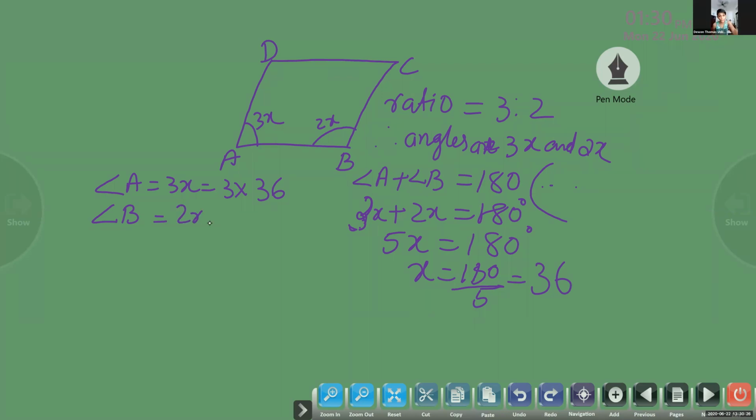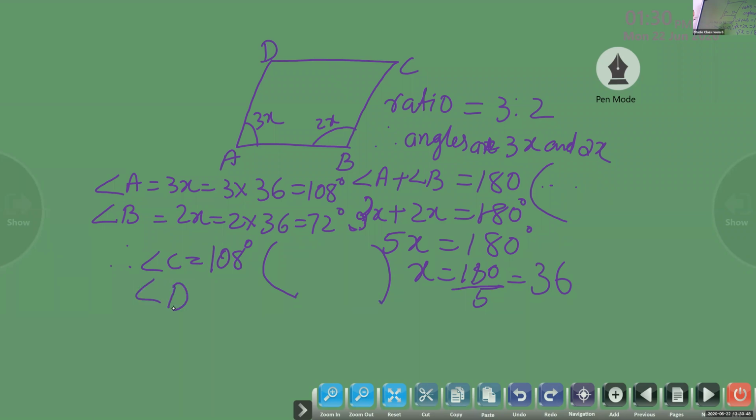It is 2x equal to 2 into 36. 3 into 36 is 108 degree. 2 into 36 is 72 degree. Also we have angle C equal to 108. Write the reason: opposite angles of a parallelogram. You have to write. And angle D equal to 72. Same reason. Opposite angles of a parallelogram are equal. You have to write the reason, okay, in brackets.